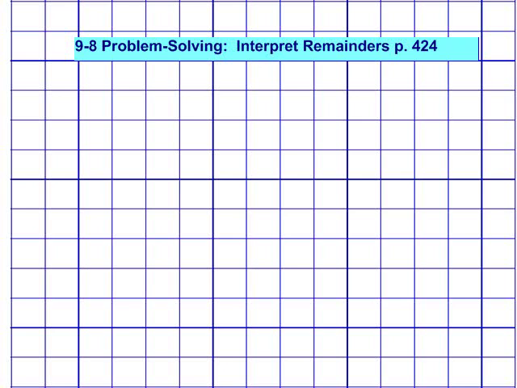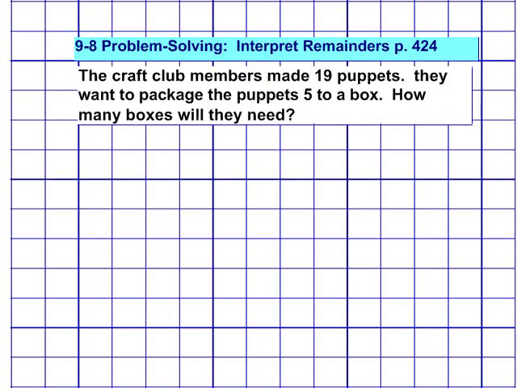Today's lesson is a problem-solving skill of interpreting remainders. After we do a division problem, how do we interpret any remainders that may exist? It can be found on page 424 of your textbook. Let's take a look at the first problem.